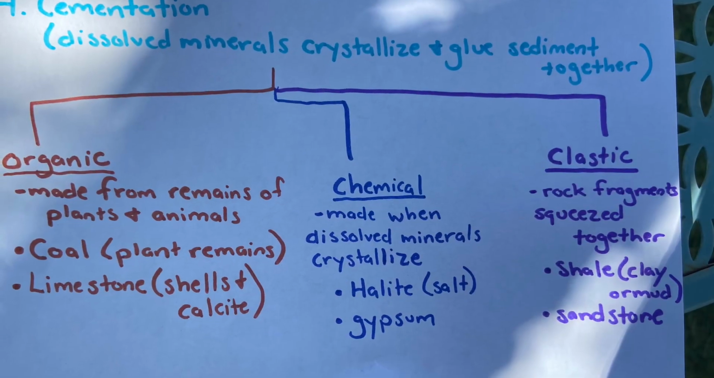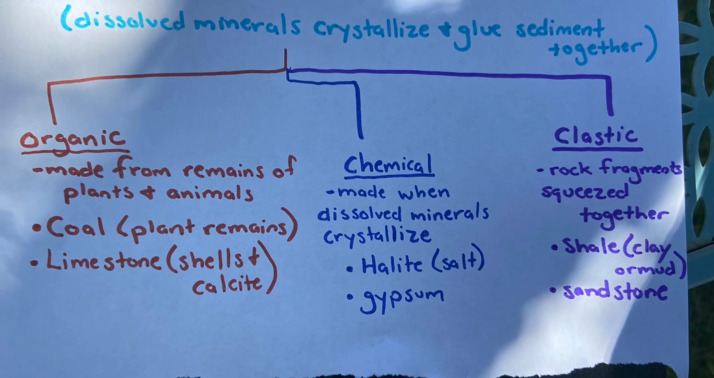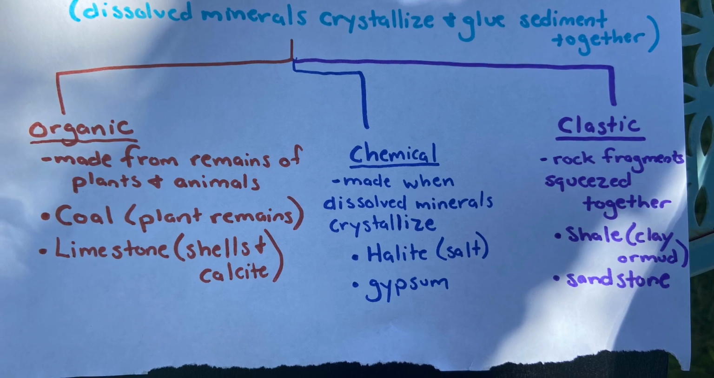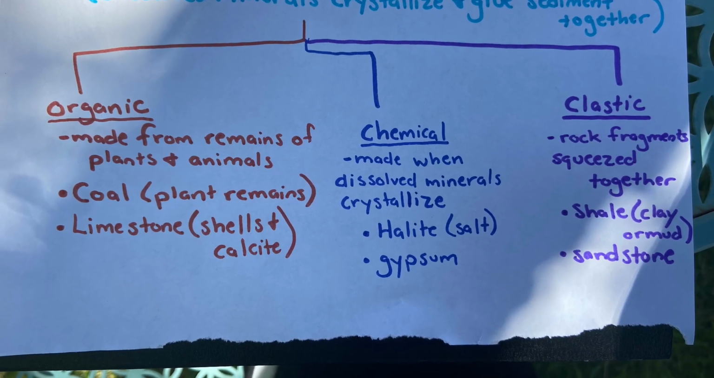Our second type of sedimentary rock is chemical. So these are made when minerals that are dissolved in water crystallize, and then we can see them come out of the water, like at the dry lake bed.